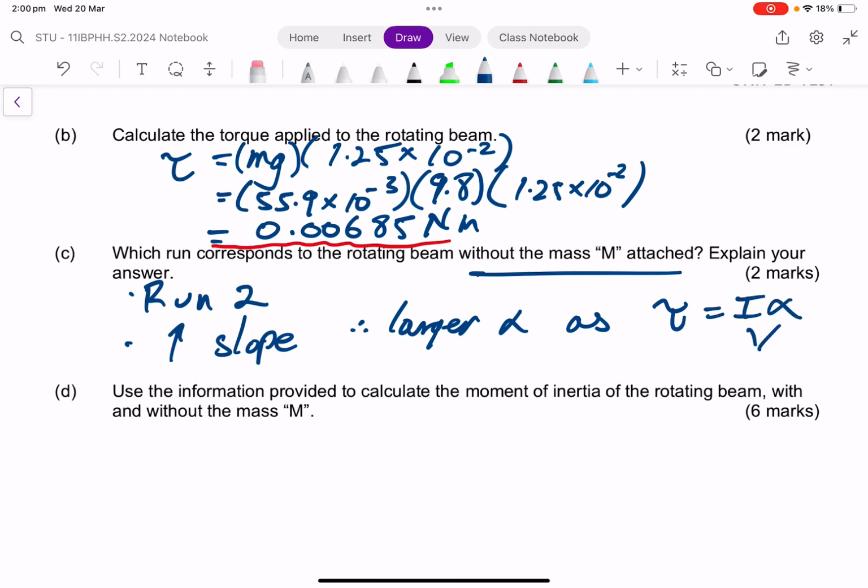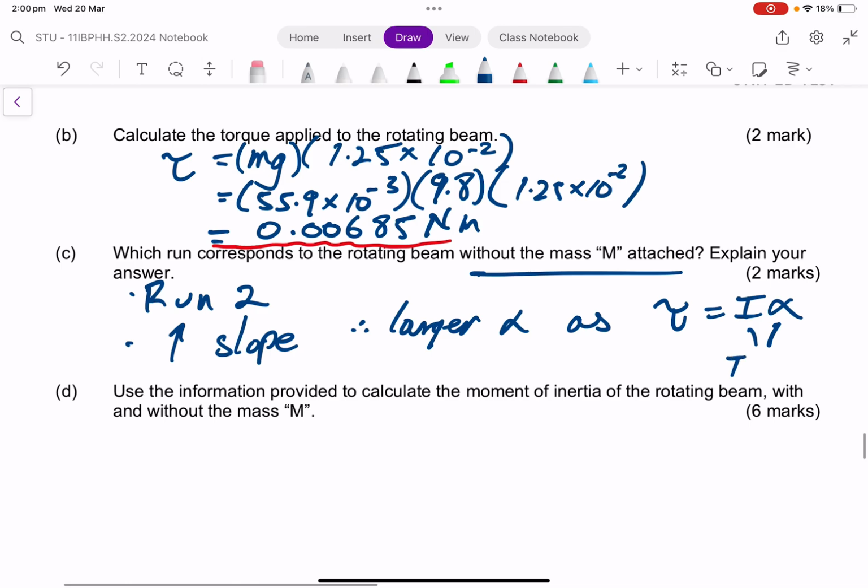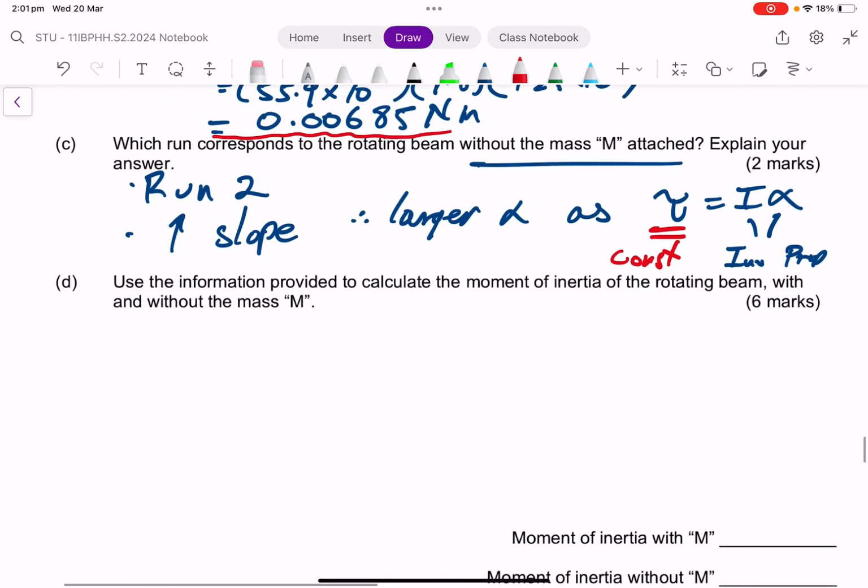These two guys there are inversely proportional to each other. If one goes up, the other goes down, right? Inversely proportional if this is a constant. And that was a constant for the whole experiment because we didn't adjust the small weight. Question D, rightio. Use information provided, there's a clue kids, to calculate the moment of inertia of the rotating beam with and without the mass.